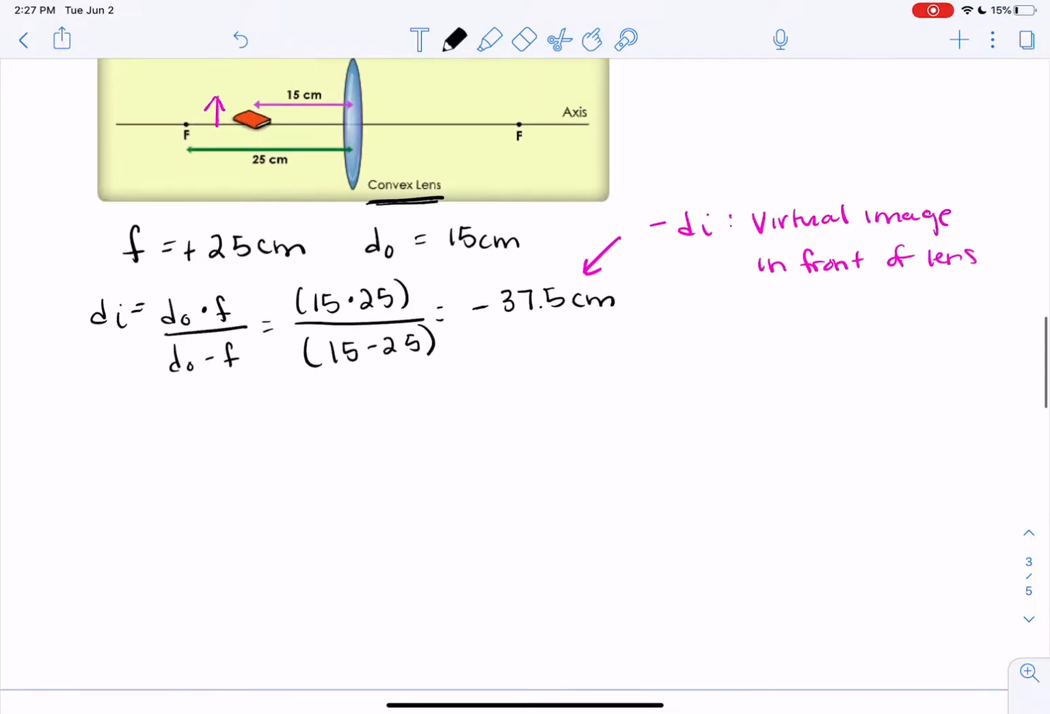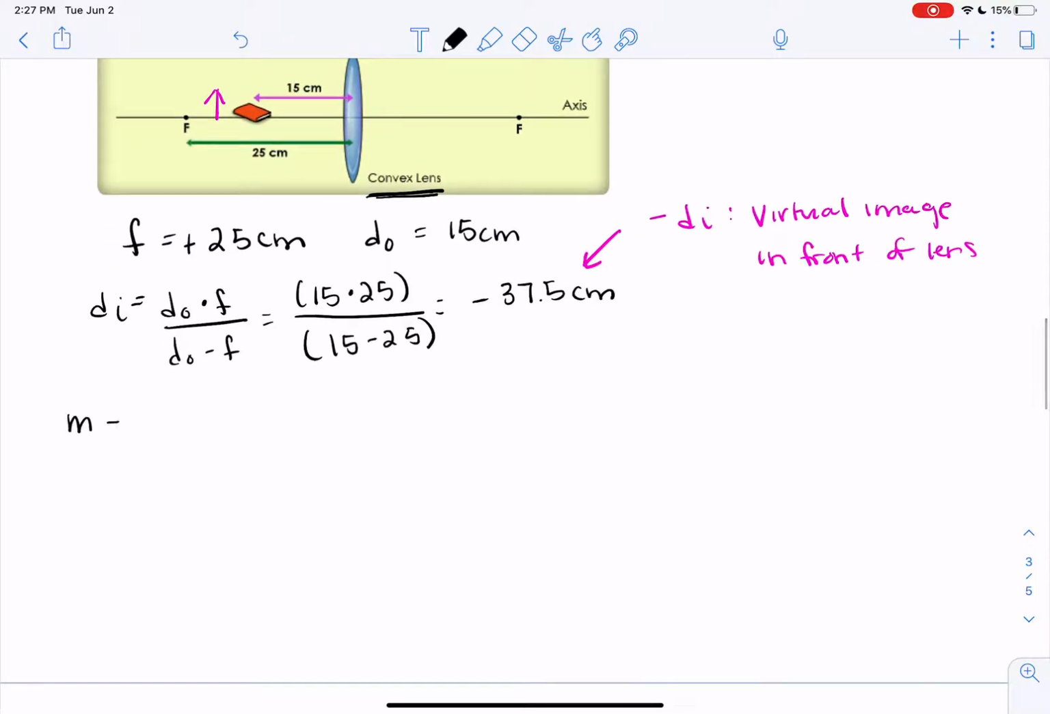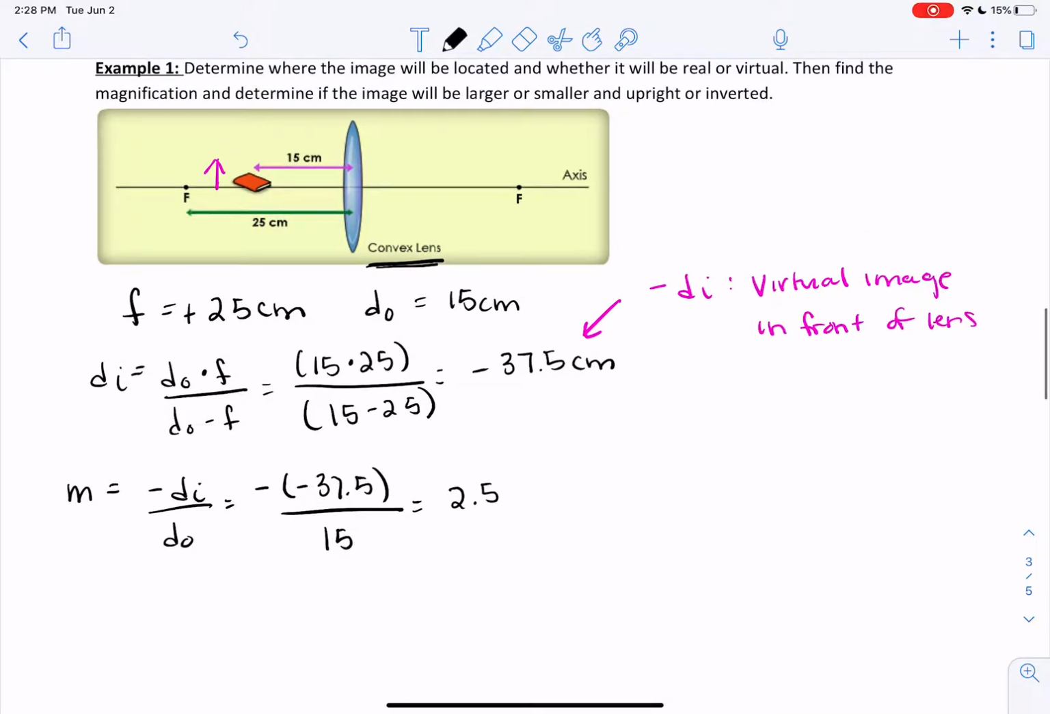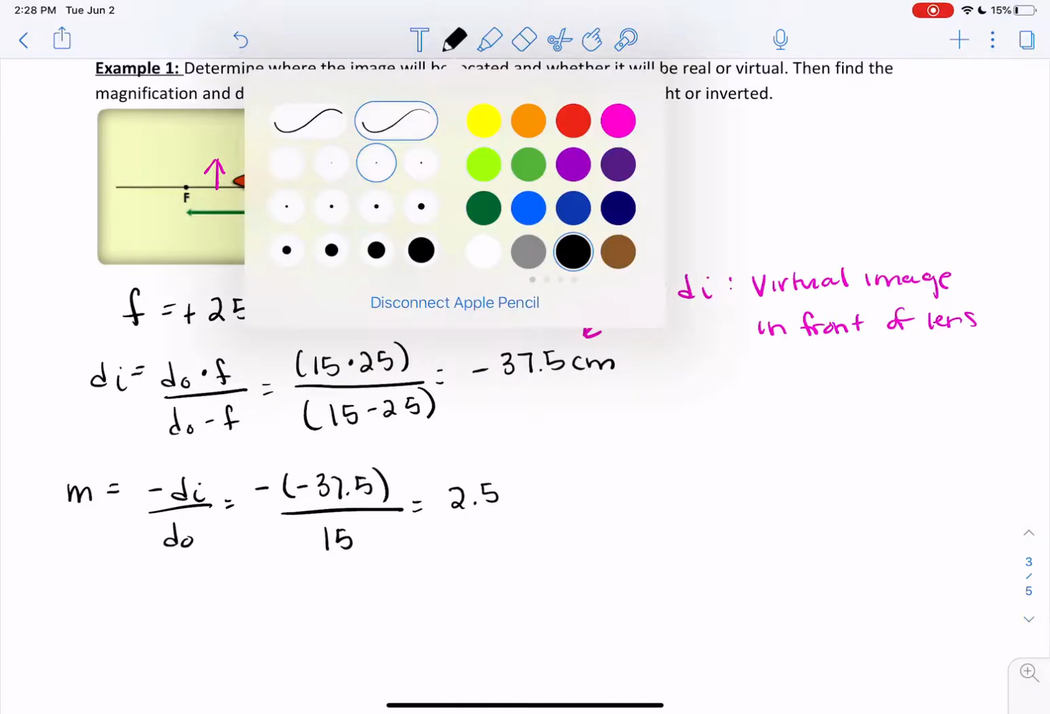Now we want to figure out the magnification. So remember, magnification is negative DI over DO. So we're going to plug in negative 37.5 divided by 15. So a negative times a negative is a positive. If you put this in a calculator, you're going to get 2.5 as your magnification. So that means that your object is magnified 2.5 times its original size.